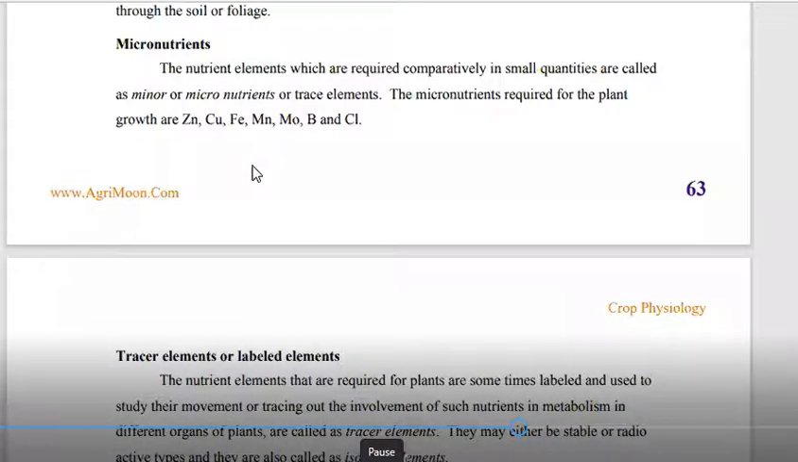And these micronutrients are sometimes present in the soil, but sometimes they are also applied to the fertilizers, because some of the micronutrients are deficient in some soils. That's why they may be provided in some of the chemical fertilizers.